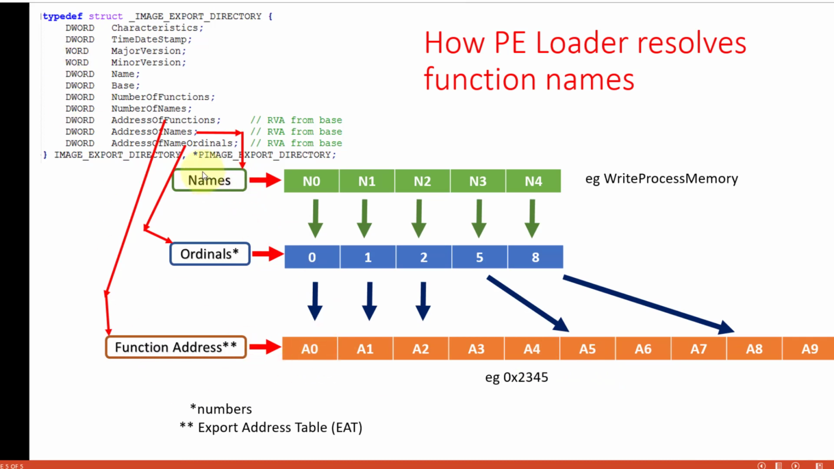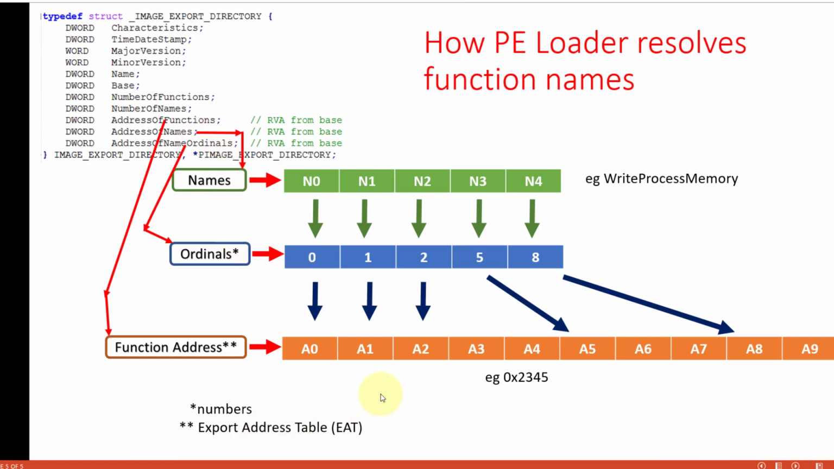It is also important to know the meaning of base. Base here means the starting ordinal number for this export directory. The ordinal numbers need not start at 0, 1, 2, 3. Sometimes you have a base which is non-zero, and you have to add it to this. If your base is say 2, then you add 2 to this, and from here you will get the actual ordinal.